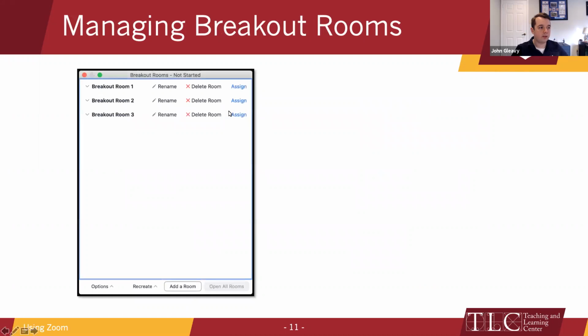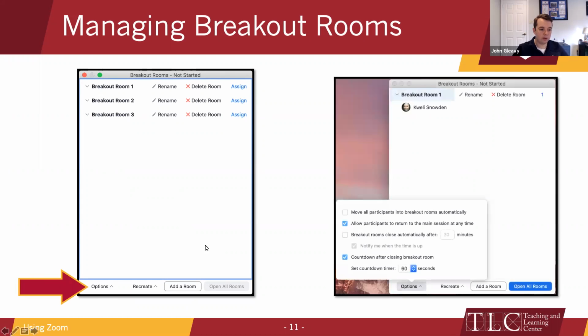So once we set those assignments, I also want to call out in the bottom left-hand corner, there's a little options button. When we click on the options button, we have a couple of those different options that I mentioned before that we have to choose from. The first one is move all participants into breakout rooms automatically. So if this button is not checked off, that's going to be that invitation feature we talked about.